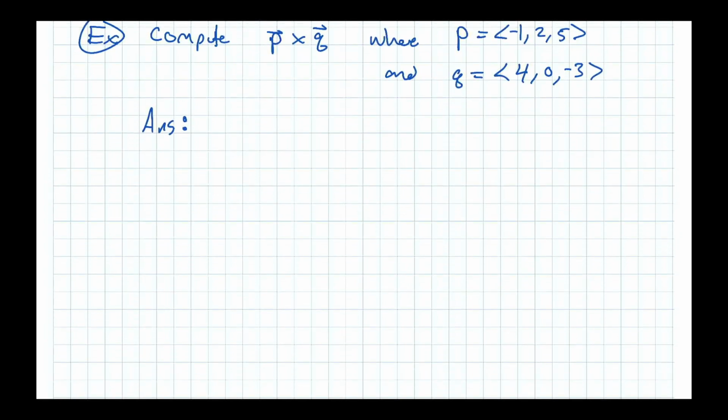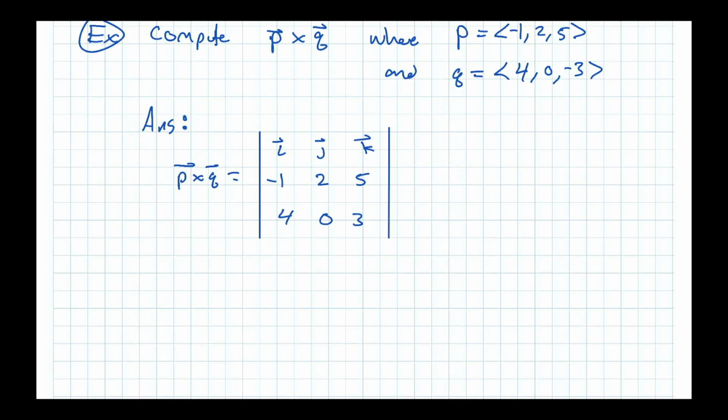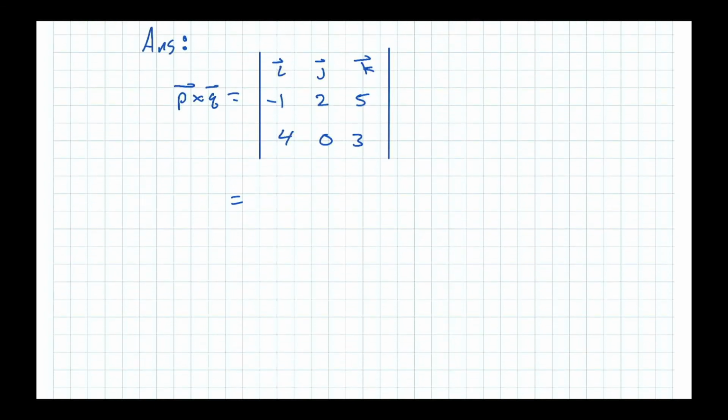But here's how you do it, right? So you go P cross Q, is the determinant of a matrix, and it's easy to remember that matrix. That's why you do it. You go I, J, K on the top row, and then you just put in your vectors: -1, 2, 5, 4, 0, 3, like that. So that's really easy to remember how to do. And then from there, you expand along the top row.